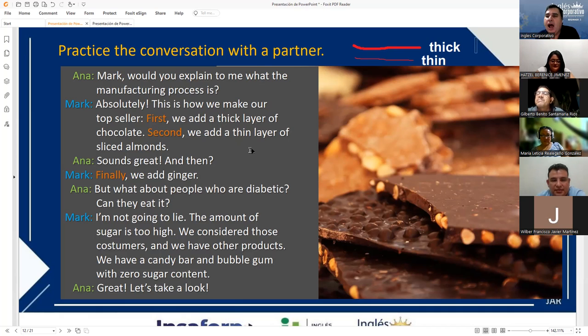So, thick, thin, thick layer, thin layer. Okay, any other question? Ginger, what is ginger?